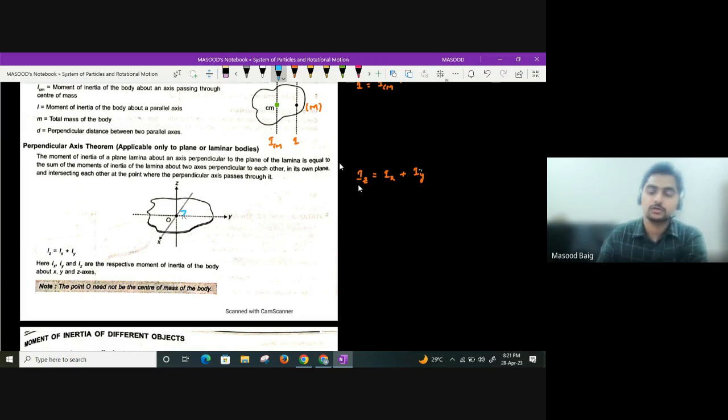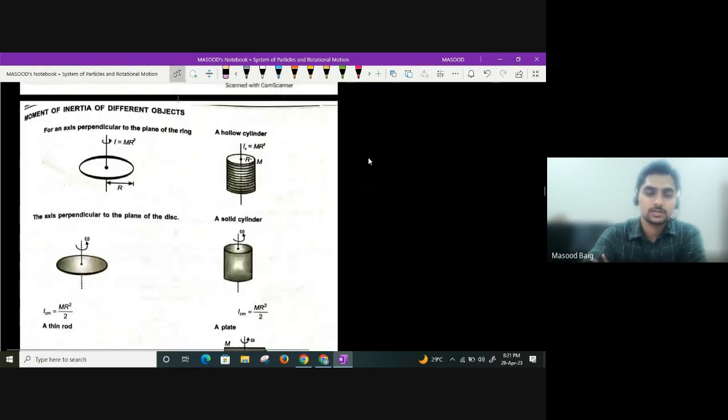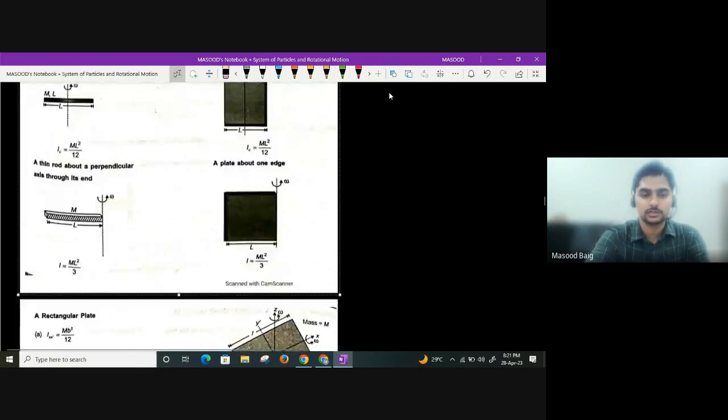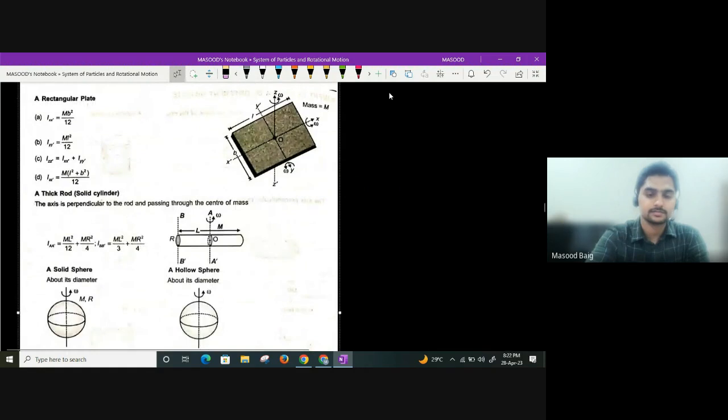So based on the perpendicular axis theorem and parallel axis theorem, we have moment of inertia for different objects, which I'm not saying here, guys, because you may already be aware. For a ring, for a disc, for a hollow cylinder, for a solid cylinder, for a rod, about the center, about one of the end, in all cases you may be aware. So that is the reason I'm not discussing them. It's better you remember all these cases, guys. Clear, everyone?